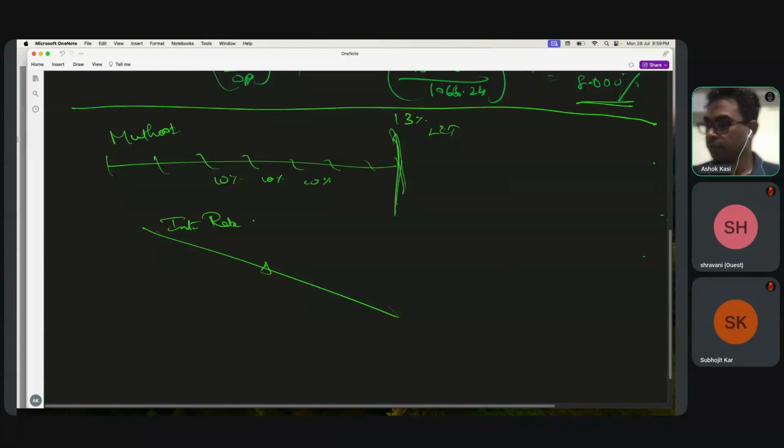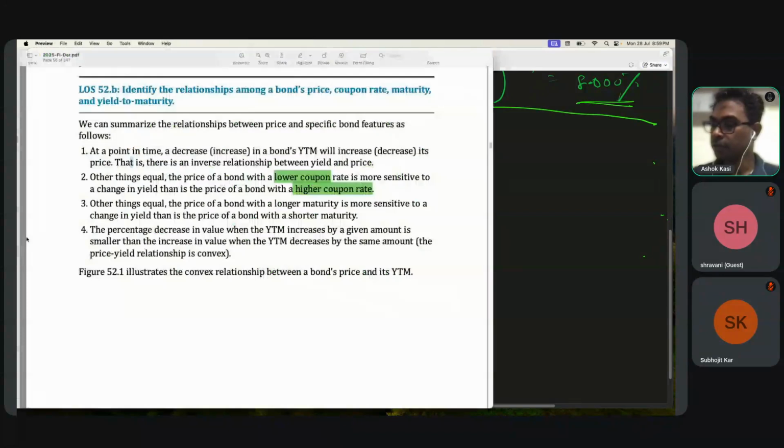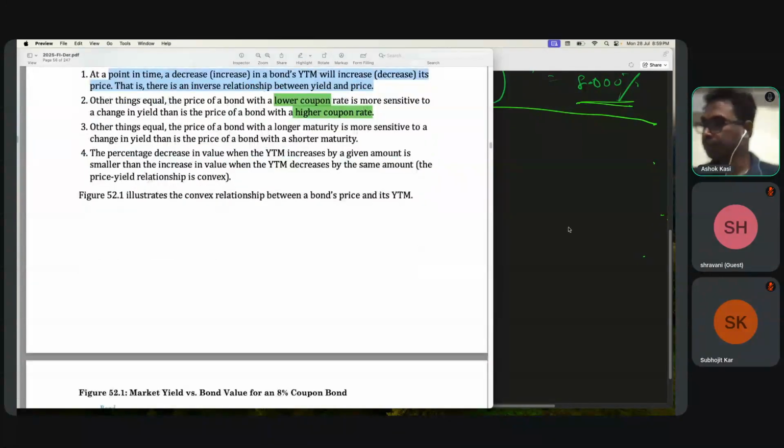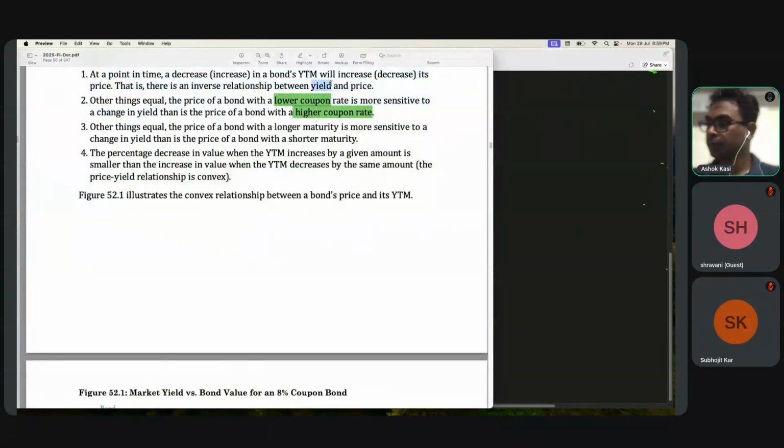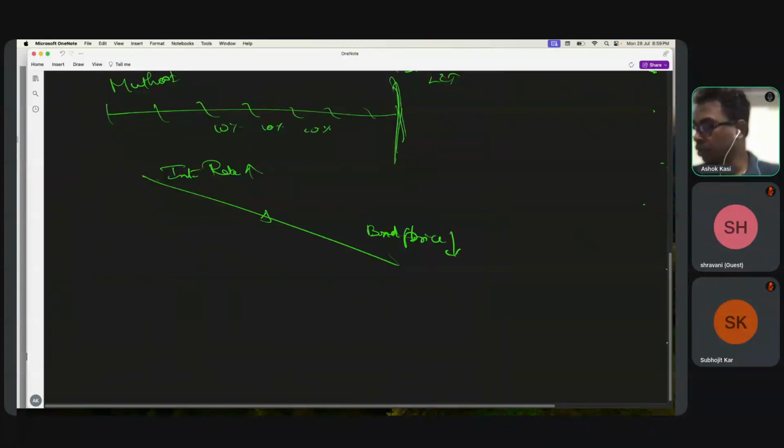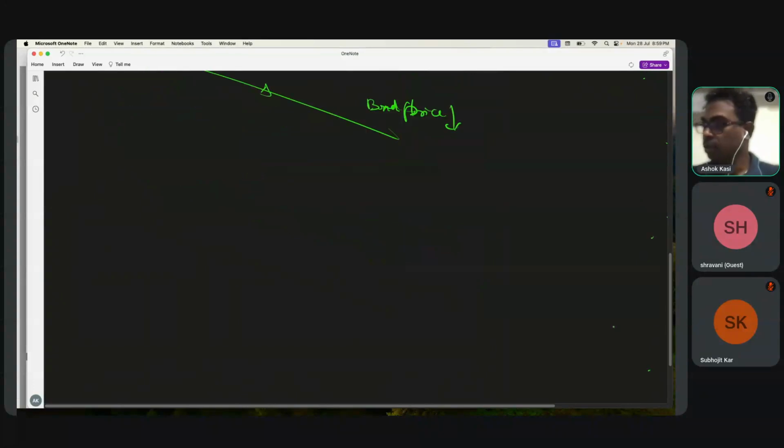Interest rate went up, bond price comes down, and vice versa. Okay, this is the one. First point is okay. This is conceptually okay. Let's do this mathematically as well.